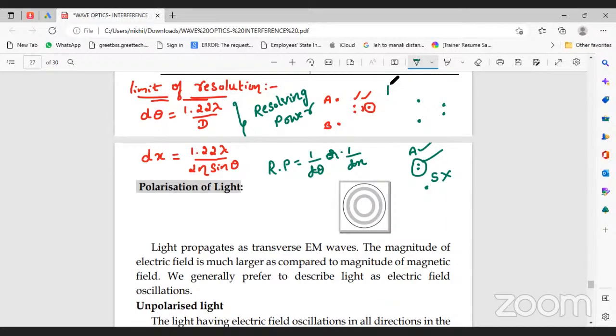Now, can you tell me how the resolving power is going to vary with wavelength? I mean, is it directly proportional or inversely proportional?